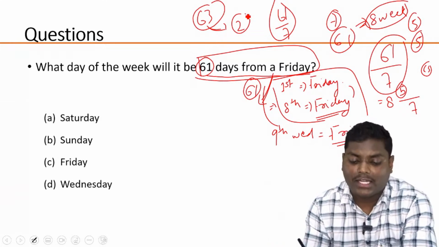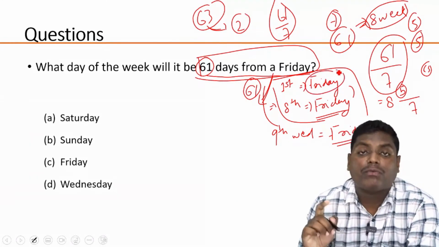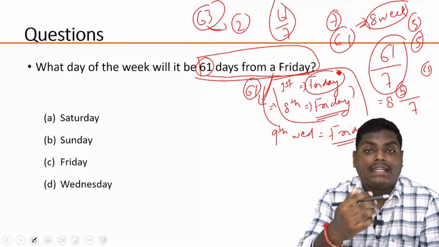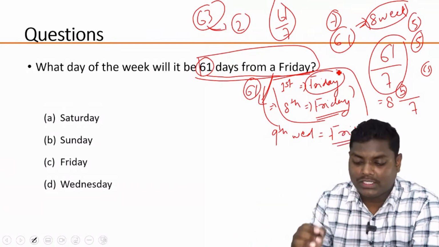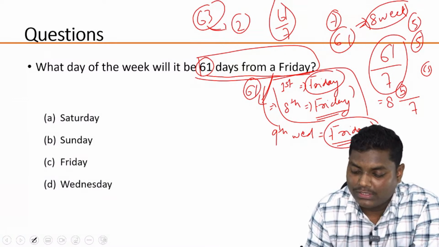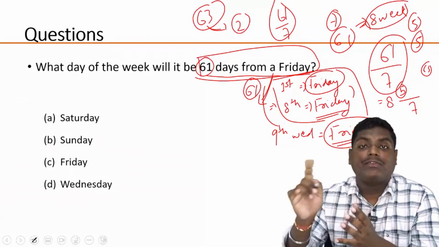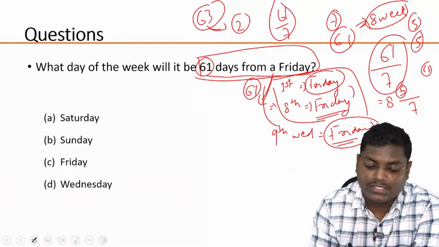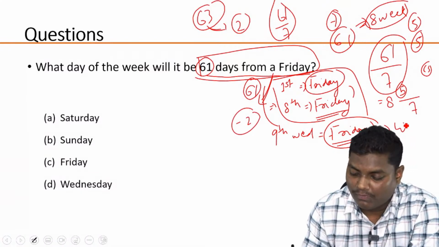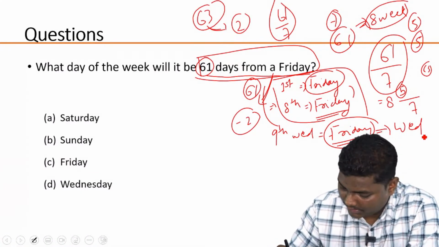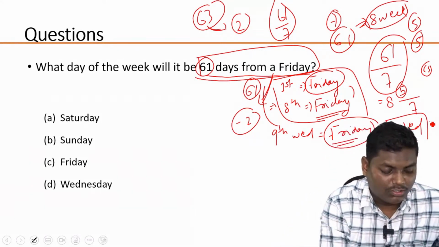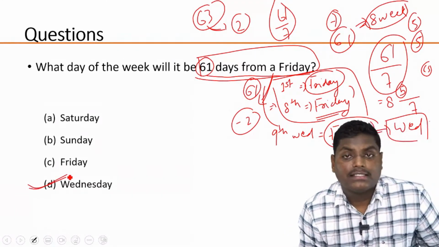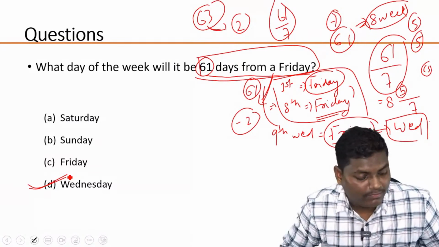So you can just subtract 2. Either you can add 5 to Friday: Friday, Saturday, Sunday, and you will reach Wednesday. Or you can go the reverse way. You know that the 9th week day will be Friday, so just subtract 2 from it. So it will be a Wednesday. Great, it will be a Wednesday. Is this clear for everyone?